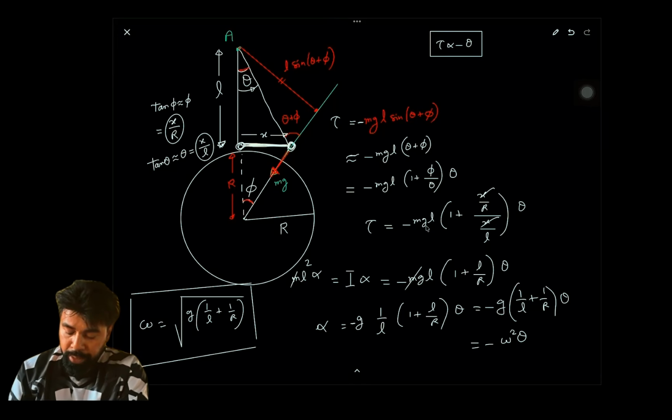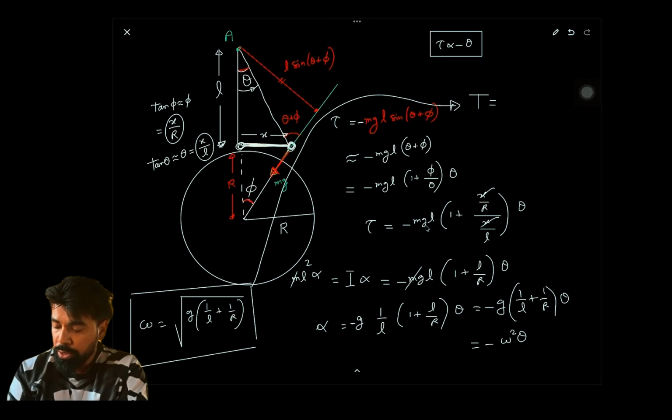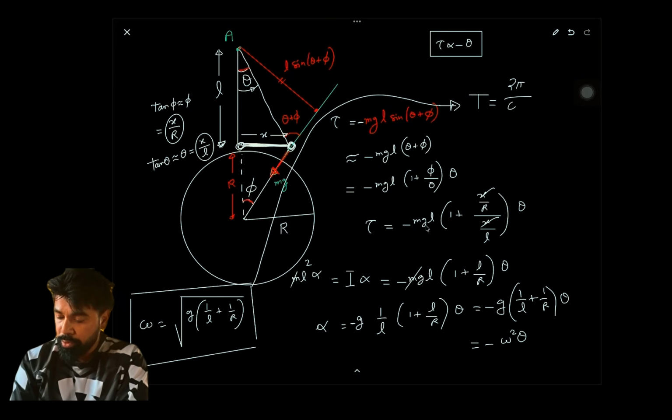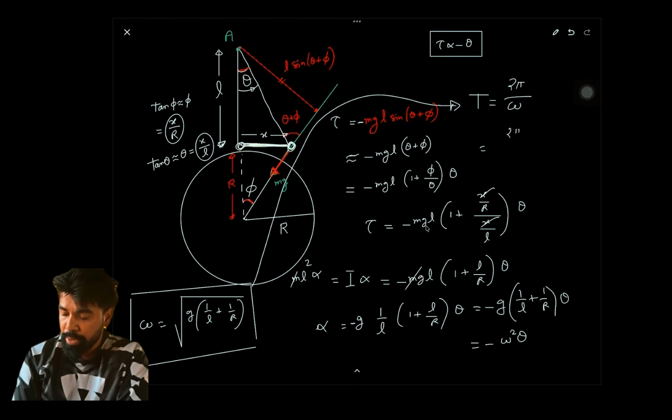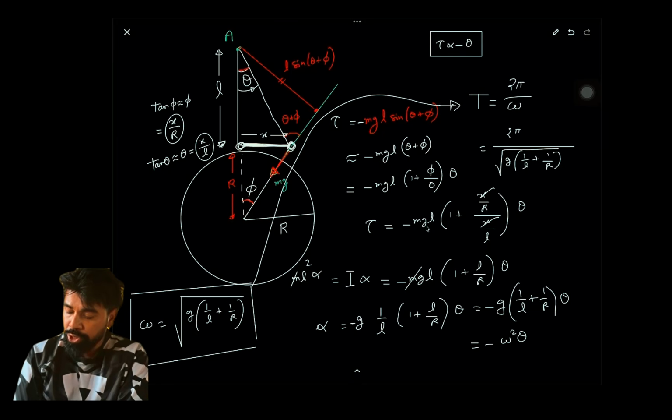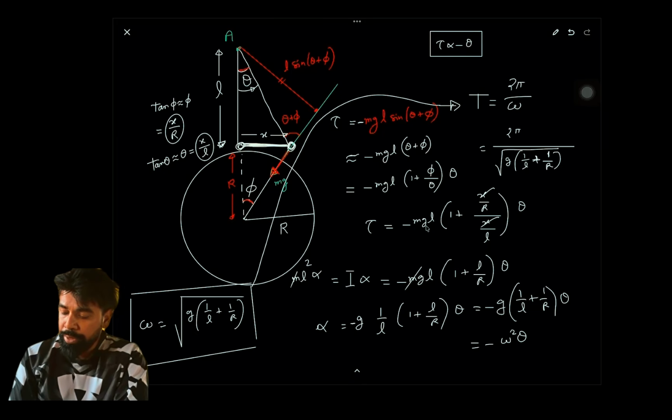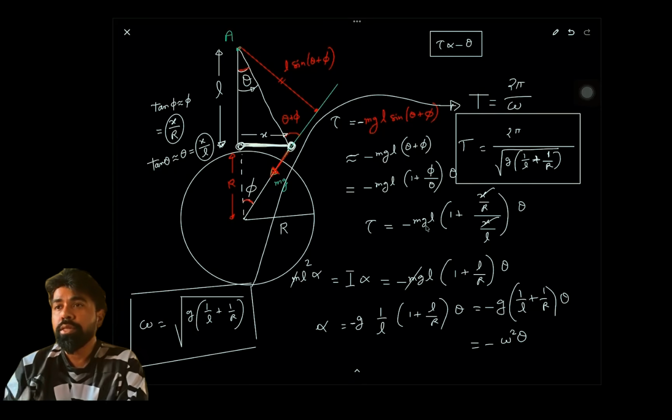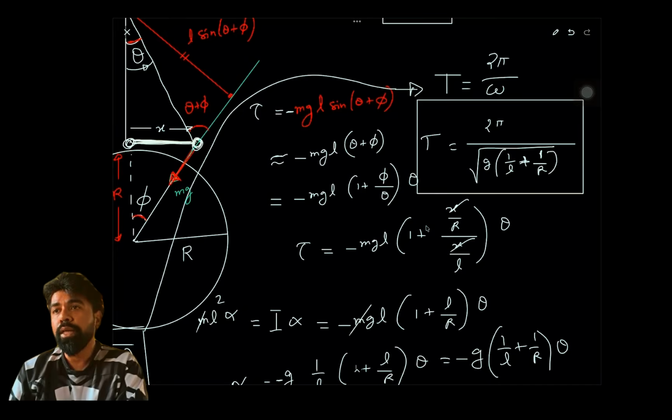Now, what will be the time period of this pendulum? The time period T is equal to 2 pi divided by omega. This means the answer is 2 pi divided by root under g into (1 by L plus 1 by R). For your JEE, I recommend you to memorize this answer. And the process also is interesting to build concept.